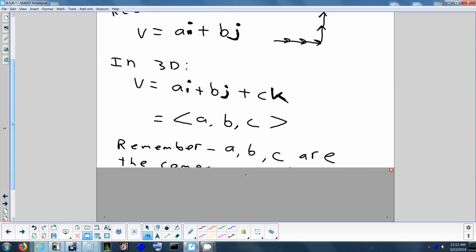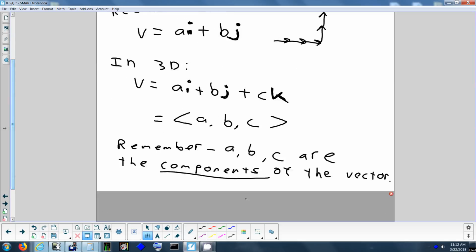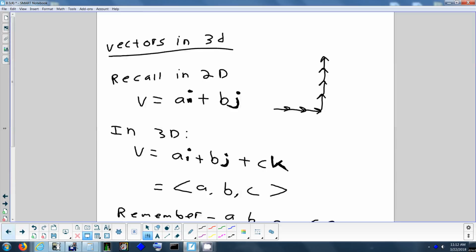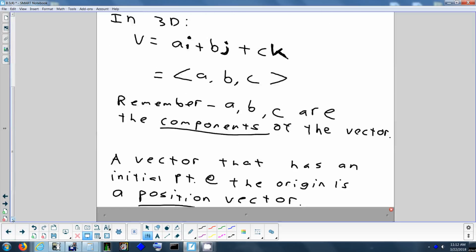Okay. Any question on that? Okay, so remember, A, B, and C are the components of the vector. The component is how much you move on each axis to get from the initial point to the terminal point. Just like in 2D, if you have a vector that has its initial point at the origin, it's called a position vector. There's no change in that definition from 2D to 3D. So you already have that in your notes.